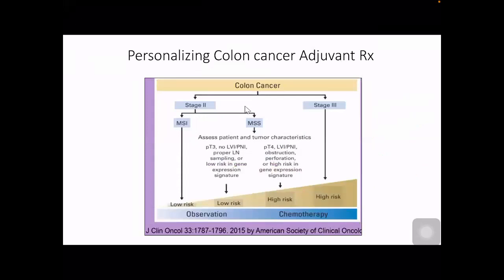So it divides. As I said before, stage 3 patients are all high risk. They need adjuvant chemotherapy. So start them on FOLFOX, give them FOLFOX 12 cycles. But stage 2, you go by whether microsatellite instability is present or not.